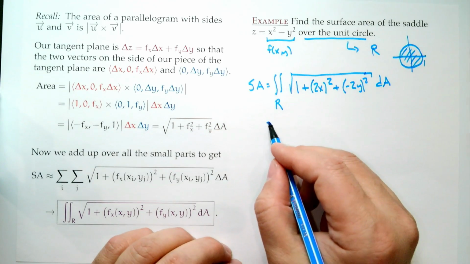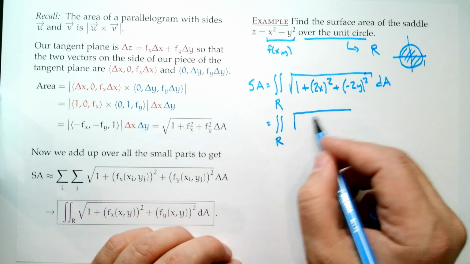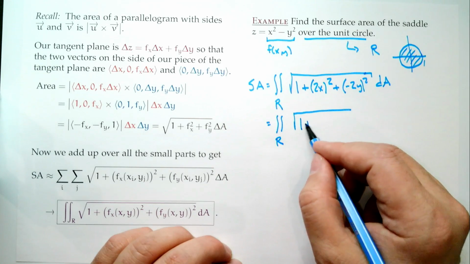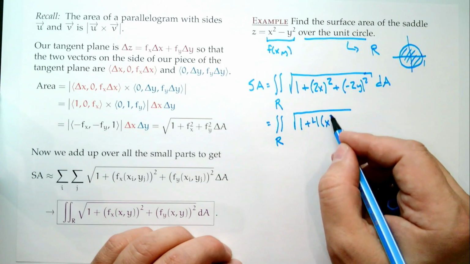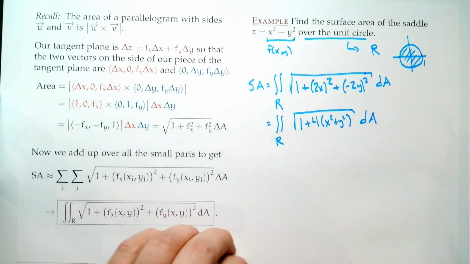We can clean this up a little bit. We can write this as integral over R, the square root of 1, and then I'll have 4x squared, and I'll also have 4y squared, so I can write it as 4 times x squared plus y squared, and dA. Well, how should we go about integrating such a thing?